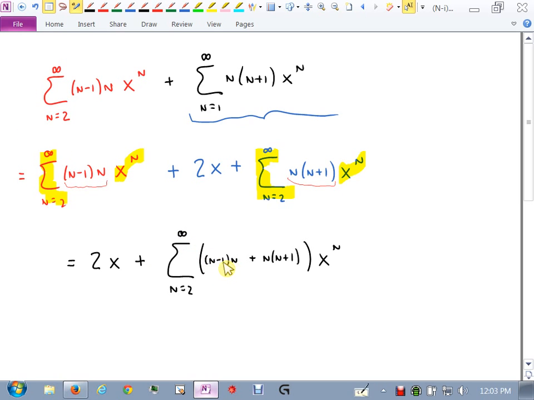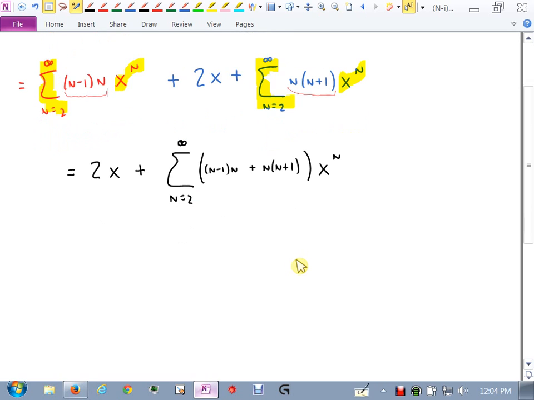What is this? This is n squared minus n, right? And this is n squared plus n. 2n squared is what that is. So we are there. Equals 2x plus sum n equals 2 to infinity of 2n squared x to the n.